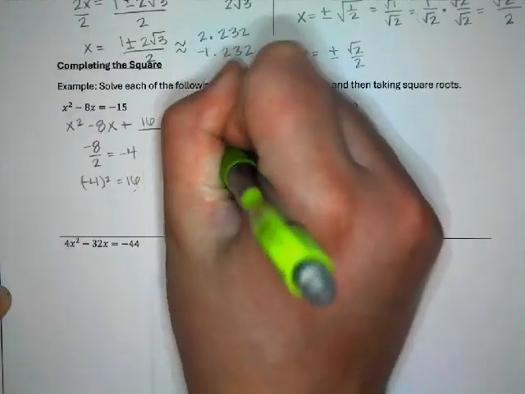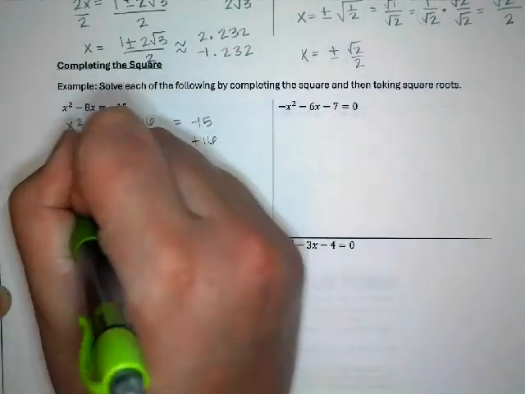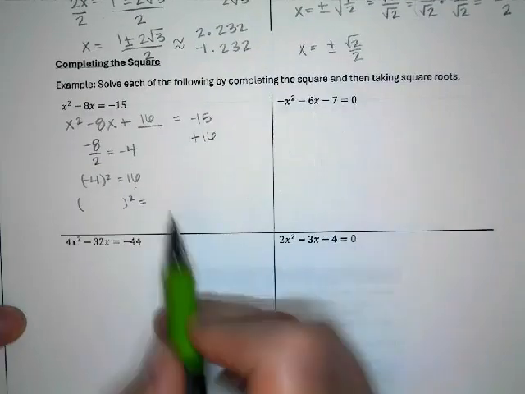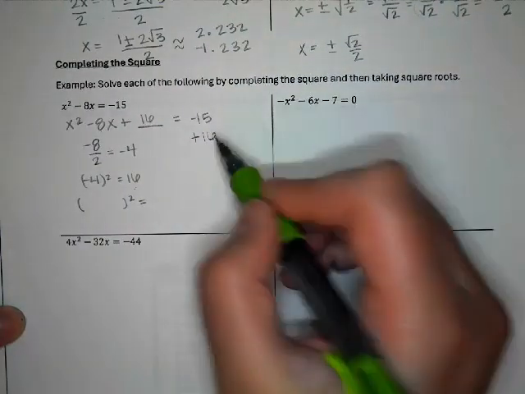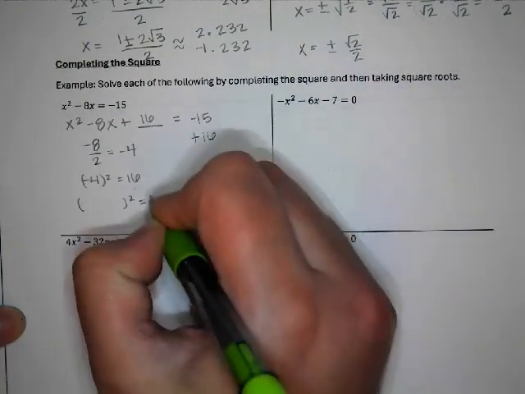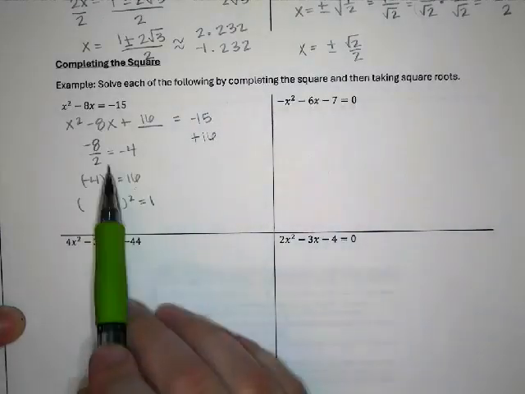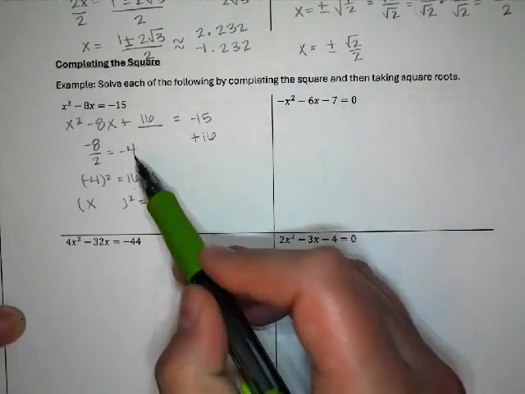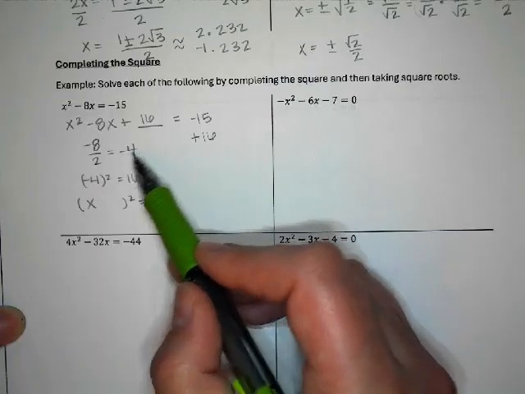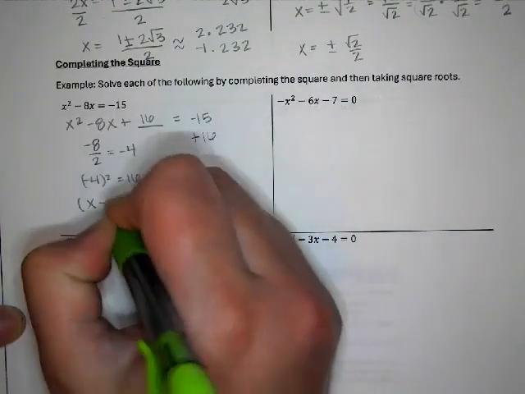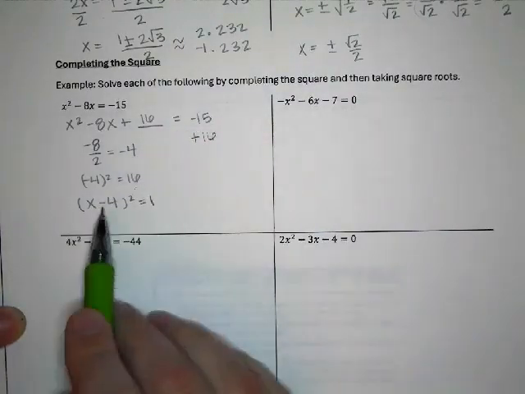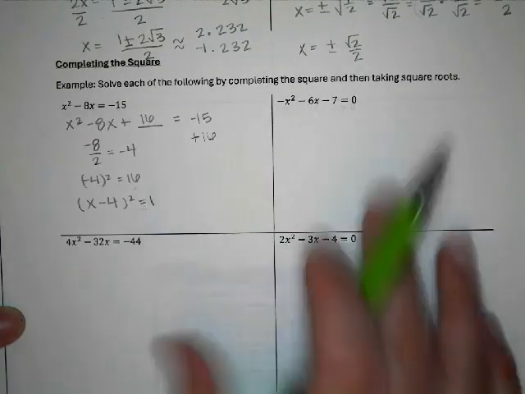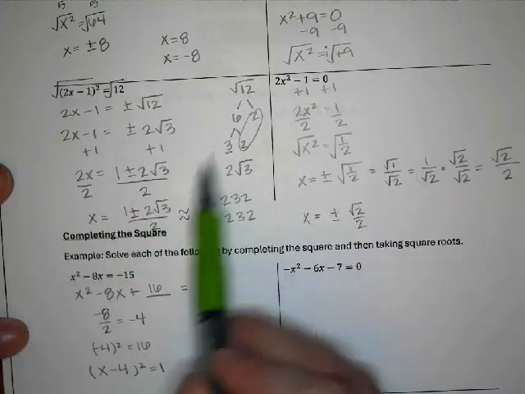So now I've got parentheses squared equals whatever number ends up over here. 16 and negative 15 is 1. And then over here what I have is x and whatever number I got when I divided by 2. And that was a negative 4. So I'm going to write minus 4. So I have x minus 4 squared equals 1. And at this point, this is really similar to this equation right here. And that's kind of how you finish the process.